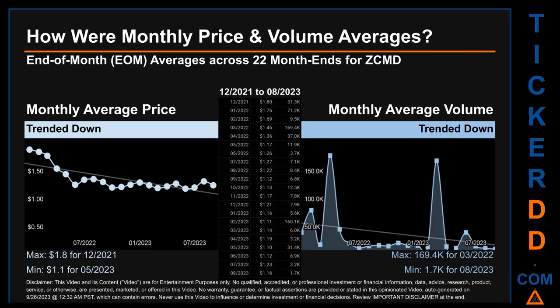The maximum end-of-month average price was $1.80 for 12/2021 while the minimum was $1.10 for 05/2023. Looking at volume, 03/2022 and 08/2023 respectively saw the highest and lowest monthly average volume at 169.4 thousand and 1.7 thousand.